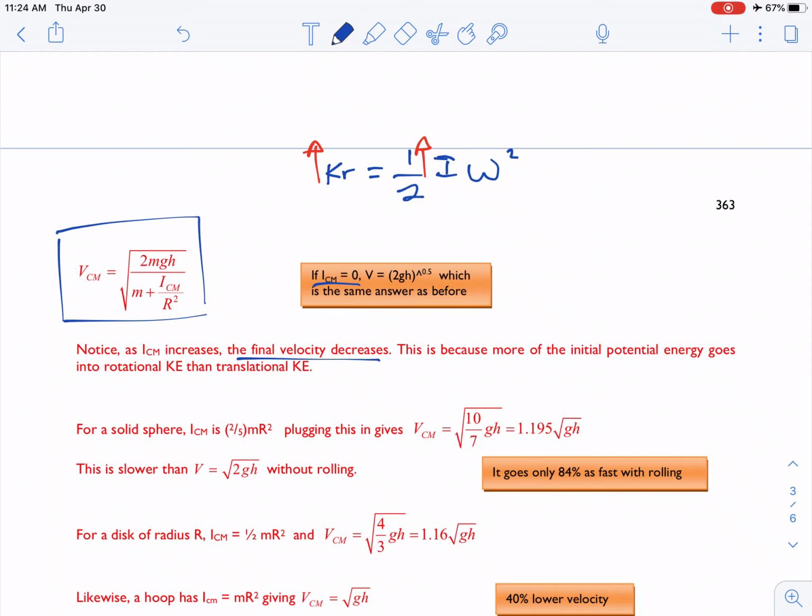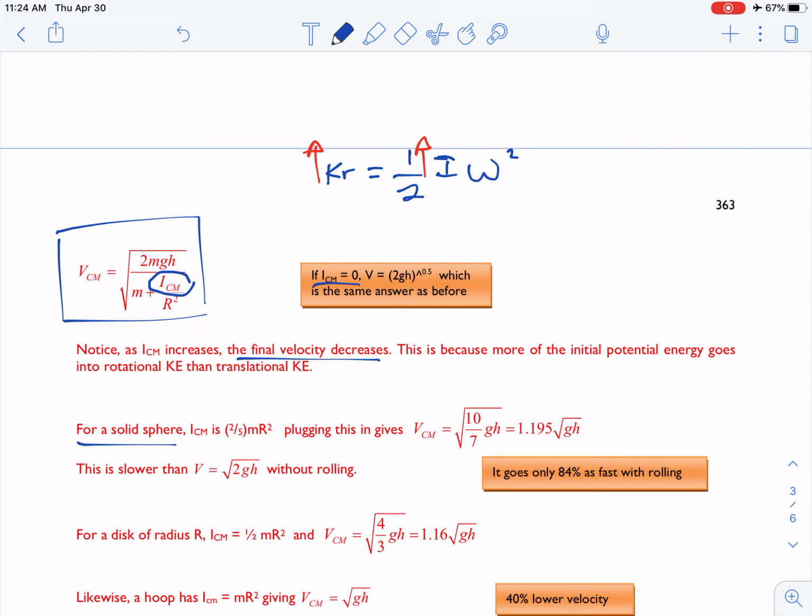So to see that, we can look into different shapes. We didn't really specify what type of object we were dealing with. So if we have a solid sphere, now we can write this equation in more detail, and we can get a coefficient of root gh, and we can compare it with part A. So what we need is the center of mass inertia. For a solid sphere, you can find it from table 10.2 as 2/5 mr squared.